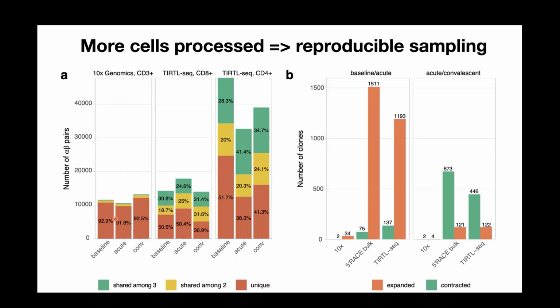So what is shown here, the red sector, is unique clones, which you detect only at one time point and don't see again. So we did an expensive experiment. We did 10x on each time point, and like 92% of clones were never seen again, right? And for TIRTL-seq, I mean, 50% of clones you find in our time points. And of course, if you want to find expansions and contractions, 10x will not work at all, but bulk repertoire sequencing and TIRTL-seq give comparable patterns in terms of expansion contraction numbers.